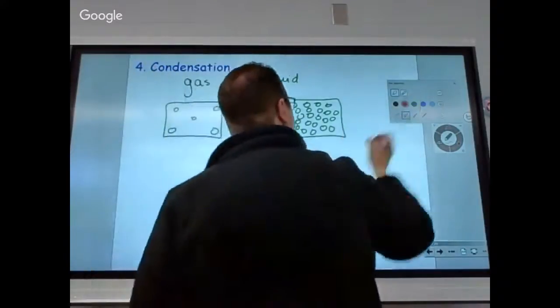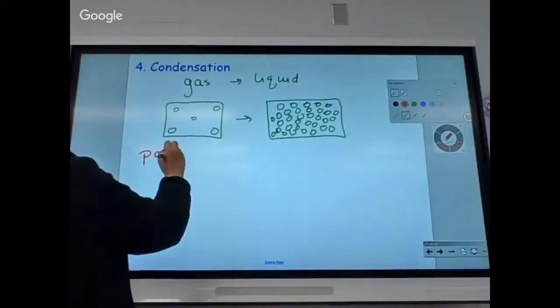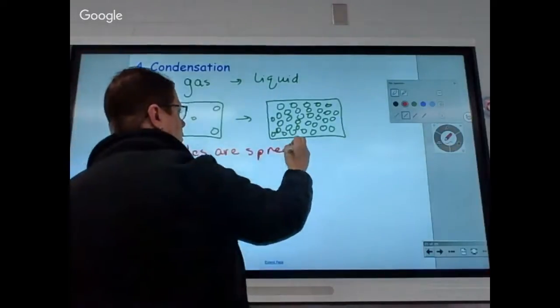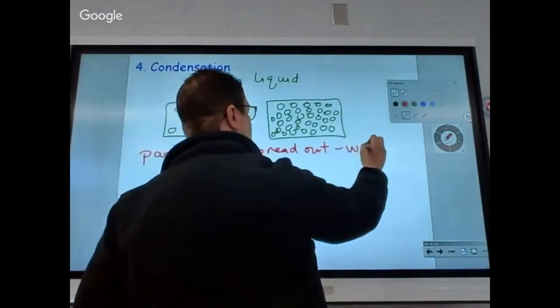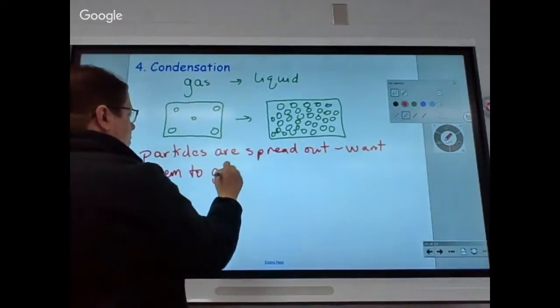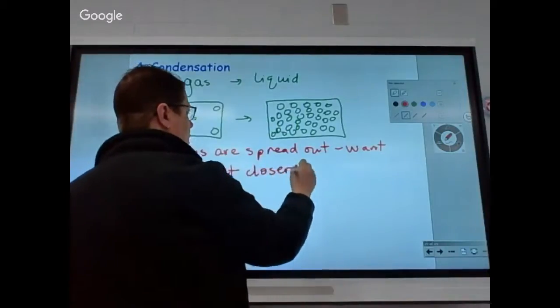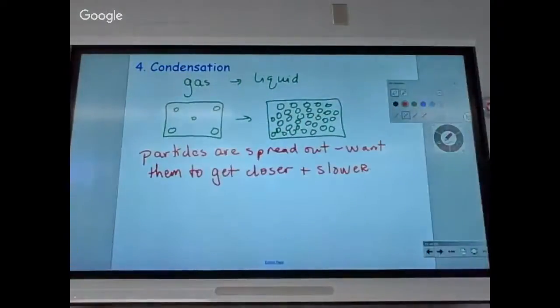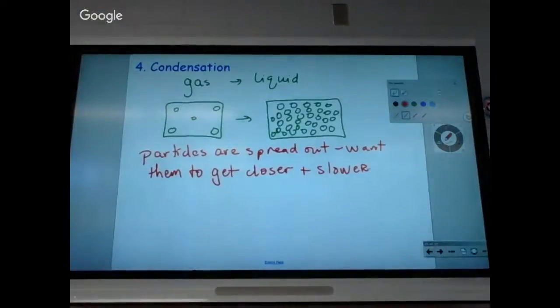All right, so the particles are spread out. And we want them to get closer and slower. You add cool air. All right, we can't add cool air. Okay, it's always about the heat. Does the heat get added, or do we remove heat? Do we absorb it, or do we release it? Release it. Okay, so if we absorb it, I go back for just a second.